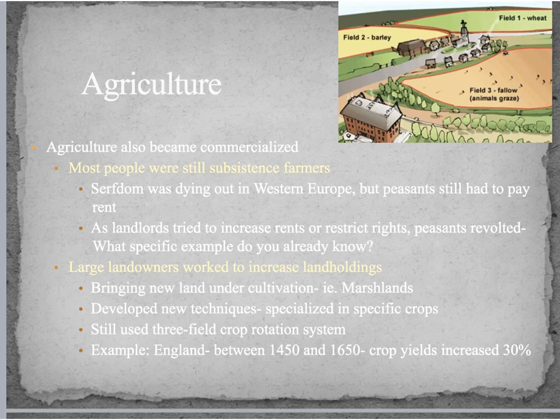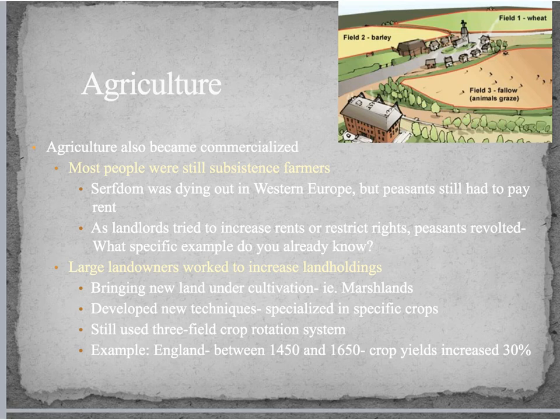Agriculture during this time became more commercialized. Most people were still subsistence farmers, but serfdom was dying out in Western Europe. The problem, though, is that most people who were serfs and now peasants still had to pay rent, like they didn't own their own land. As landlords tried to increase rents and restrict rights, peasants often revolted. And large landowners worked to increase their land holdings.